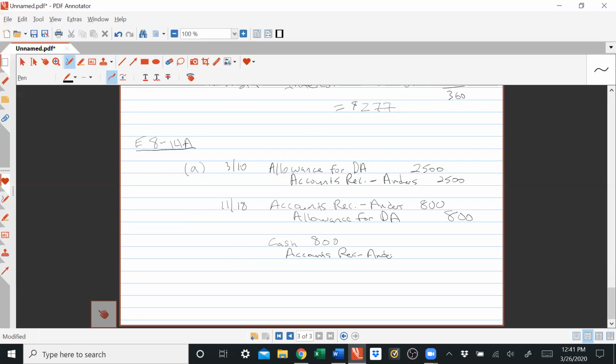Anders for $800. Obviously, the net effect of these two journal entries on accounts receivable is no effect. We debited accounts receivable Anders $800. We credited accounts receivable Anders $800. No net effect on accounts receivable. But there is a net effect on the allowance account. We increased the allowance account by $800, and it stays like that.